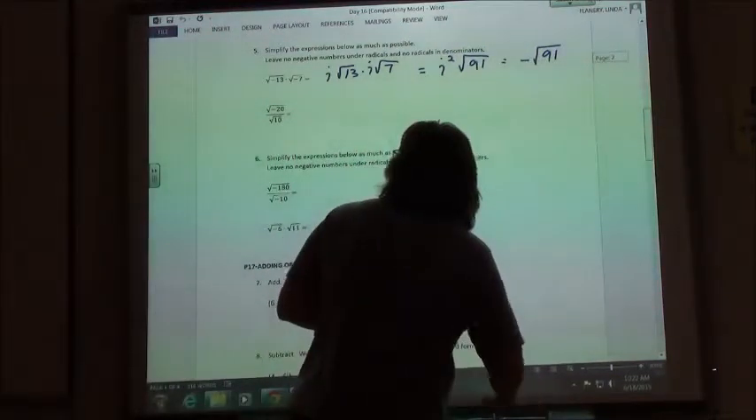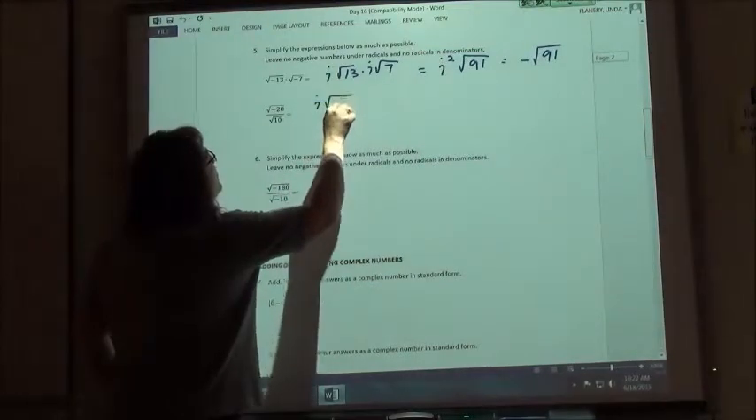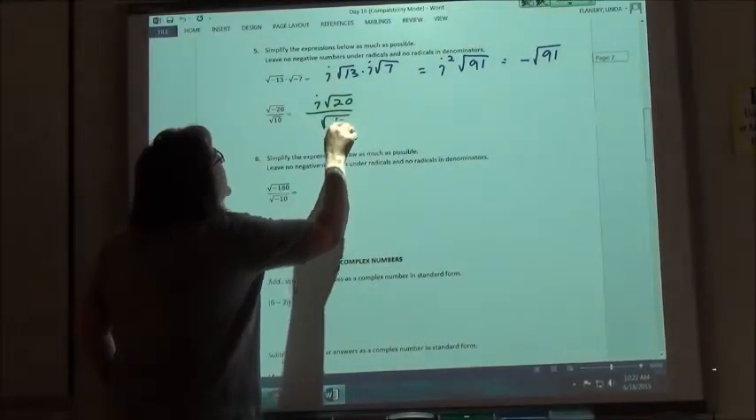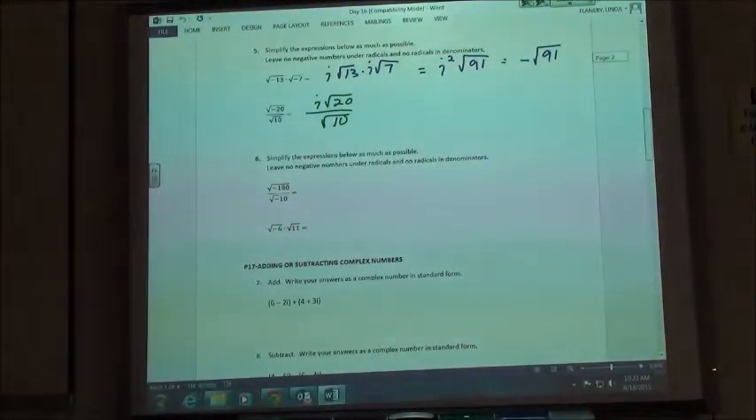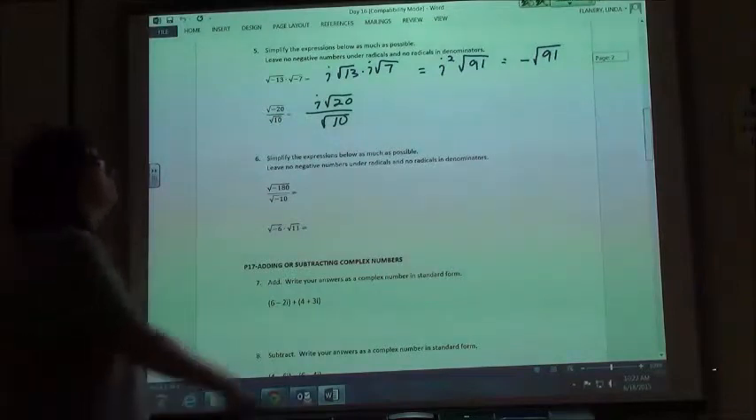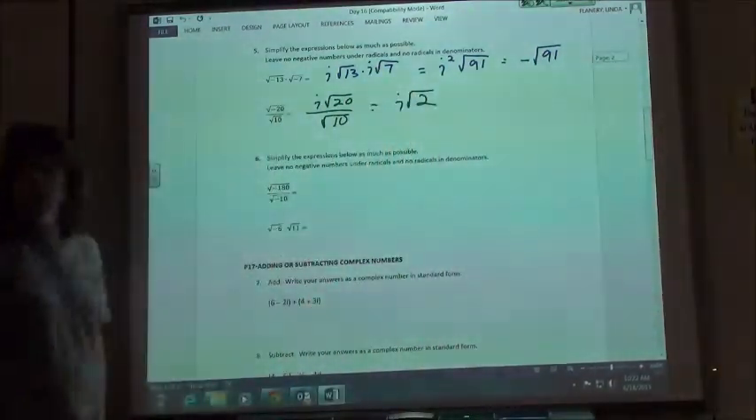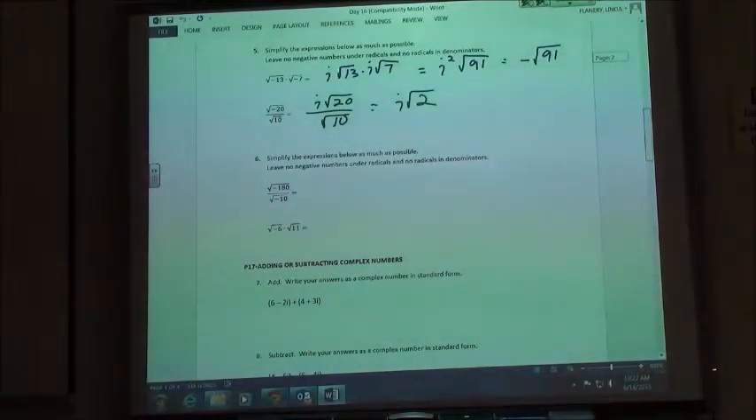The second one there, first starting out taking out my i's, so I would have i square root of 20 over the square root of 10. And so if I simplify that, I'm going to get square root of 2, right? It's 20 divided by 10.